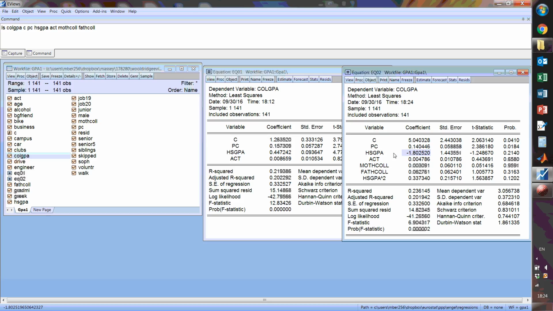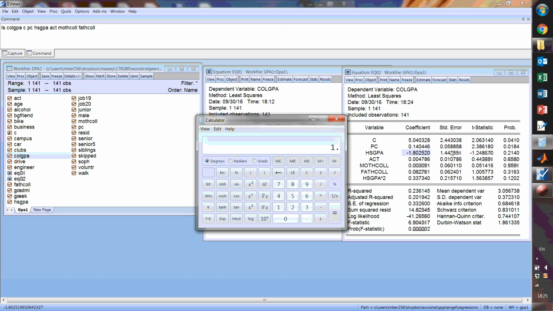Now this of course implies that the relationship, and it is also insignificant, becomes a U-shaped form. So first decreasing and then increasing, and the turnaround point can be calculated as the absolute value of this coefficient divided by 2 times 0.337, so 1.8 divided by 2 divided by 0.337 is around 2.8. So it only becomes increasing after around 2.7 high school GPA, which is quite high.